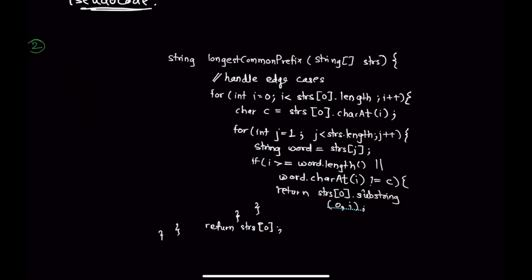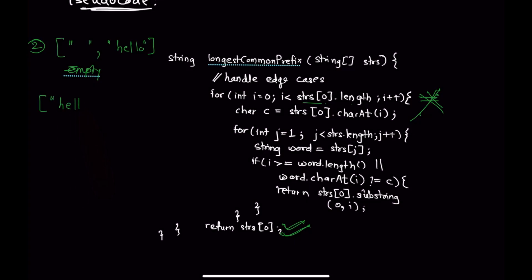Next test case to consider is when we have an empty string in our array. In this case, this first for loop will not get executed, since what is strs[0].length? It will be 0. So 0 is not less than 0. So this loop will not get executed. And in this case, we will return the first word in the array, which is an empty string. So our solution works for empty strings as well.